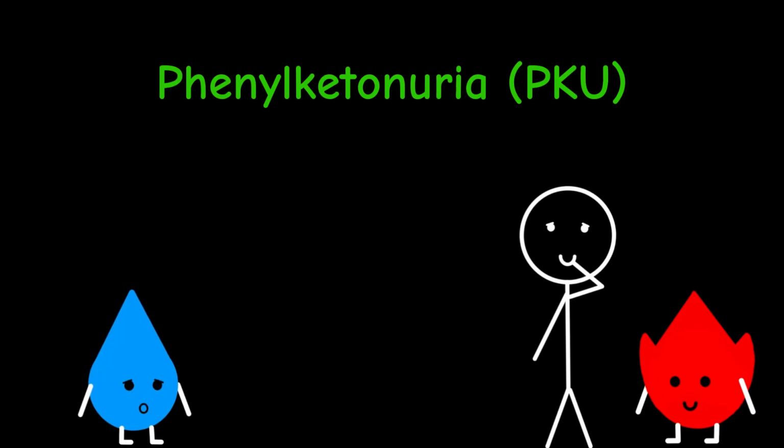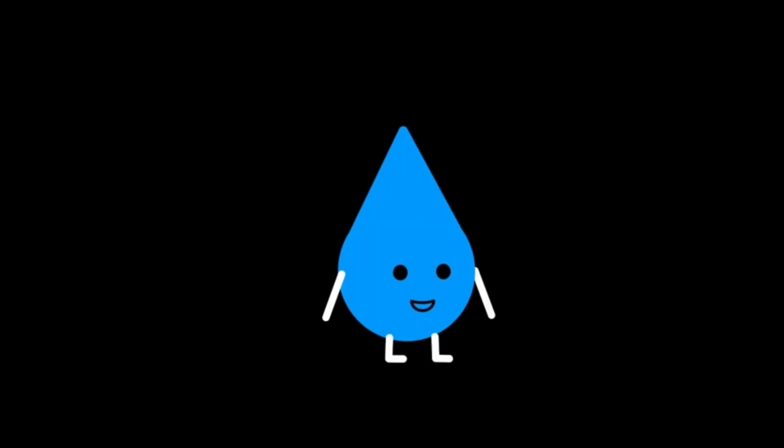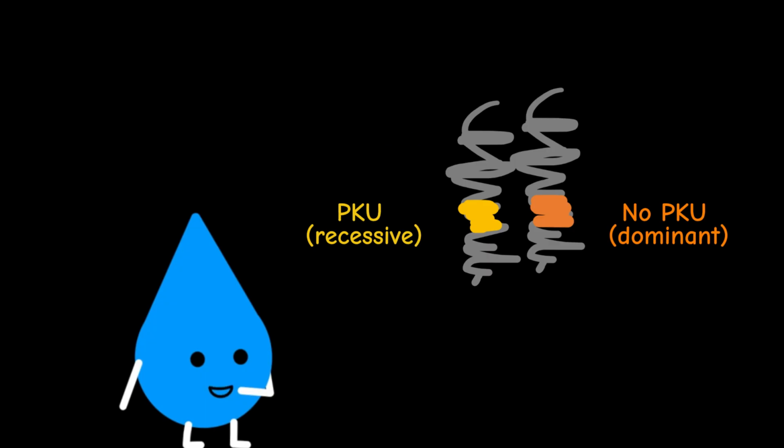Phenylketonuria, or PKU. It is a disease where you cannot break down the amino acid phenylalanine, which can mean brain damage. You could have the gene for it without knowing it. What? The gene for PKU is a recessive one. So if you have a copy of the PKU allele and the non-PKU allele, you don't show the disease.